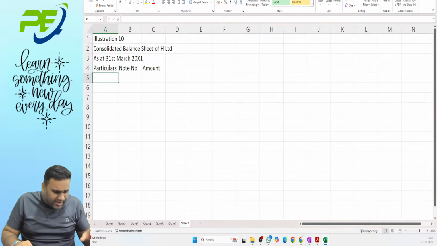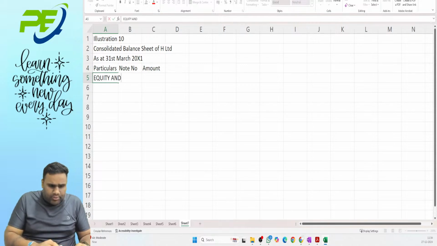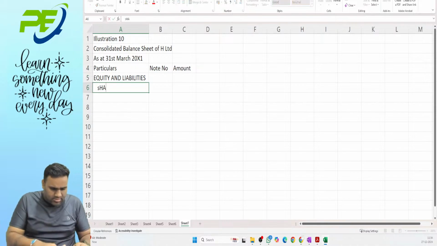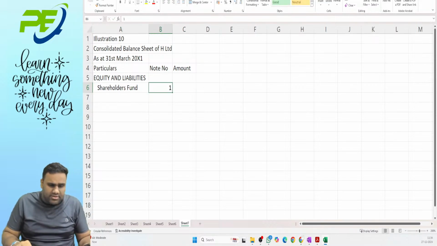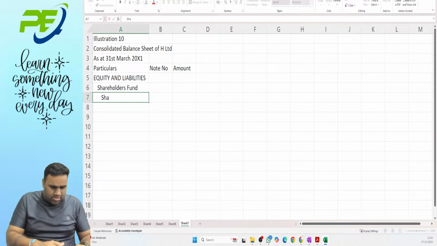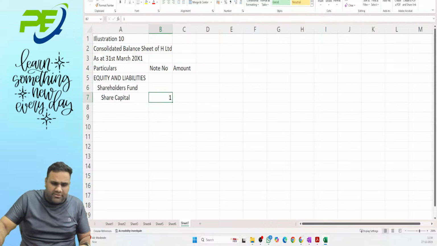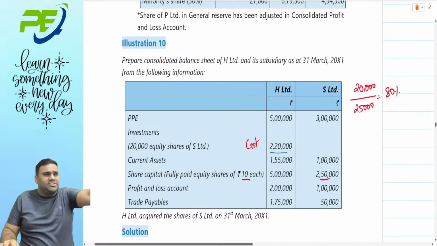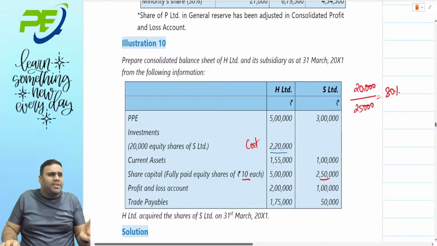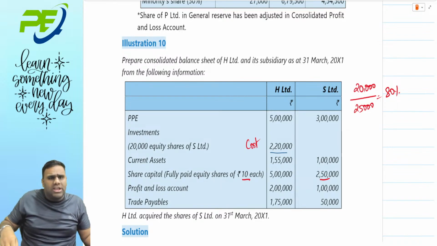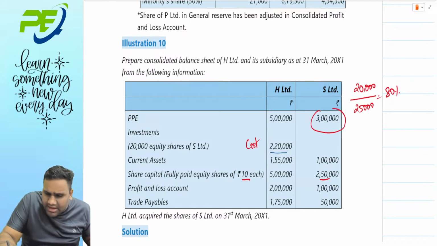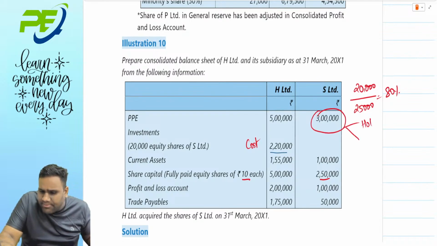So under particulars, we start from equity and liabilities. Under that, shareholders' fund. Then share capital, note number 1, amount. This is the first step. Always in the share capital, you write holding company. Why by holding company? Because this 3 lakh has two components, holding and minority interest.